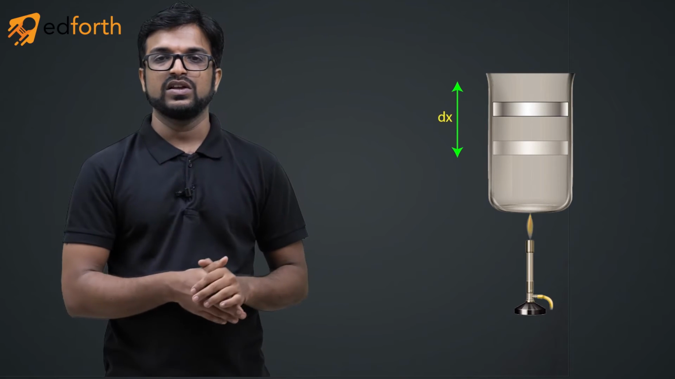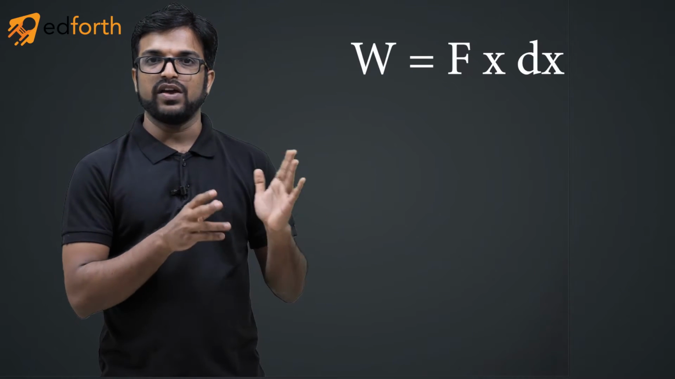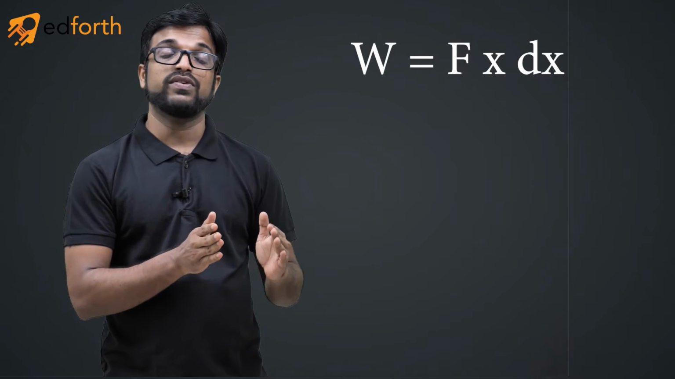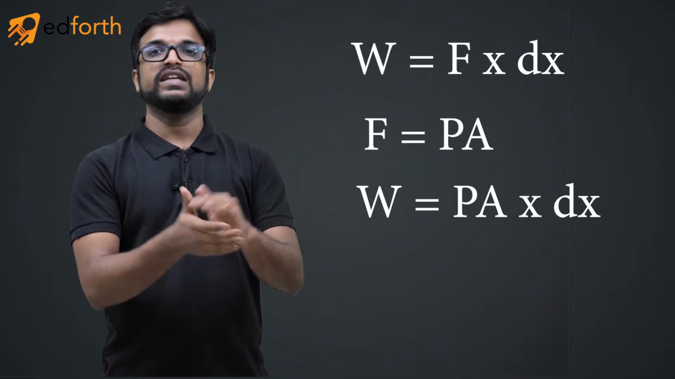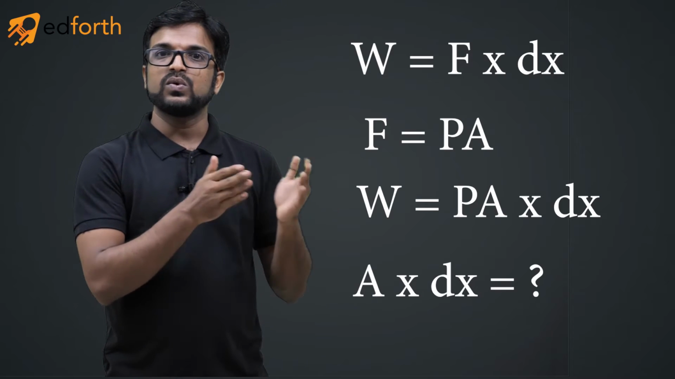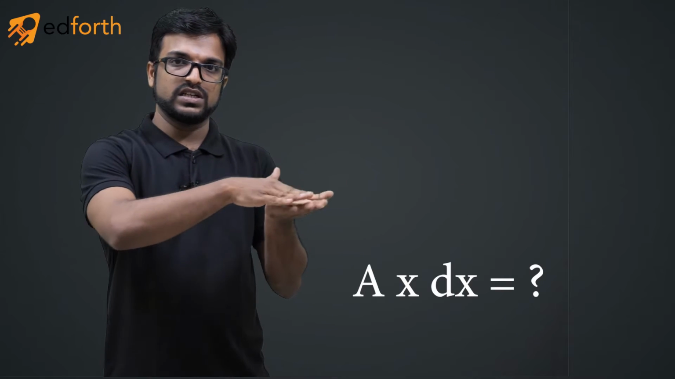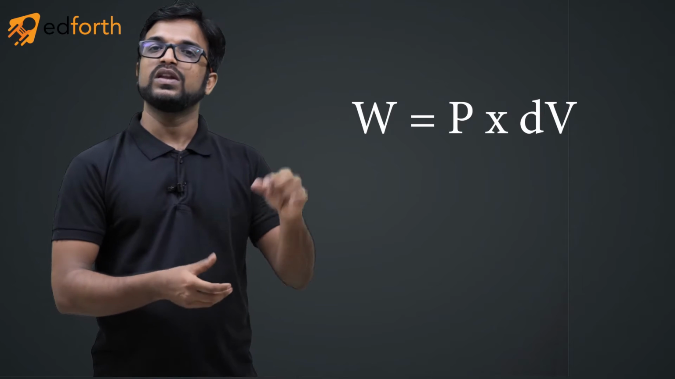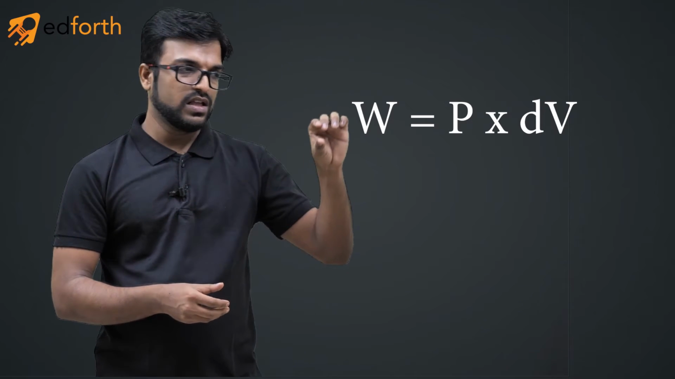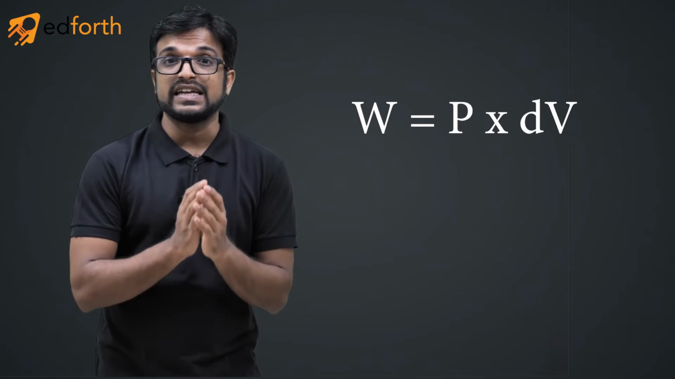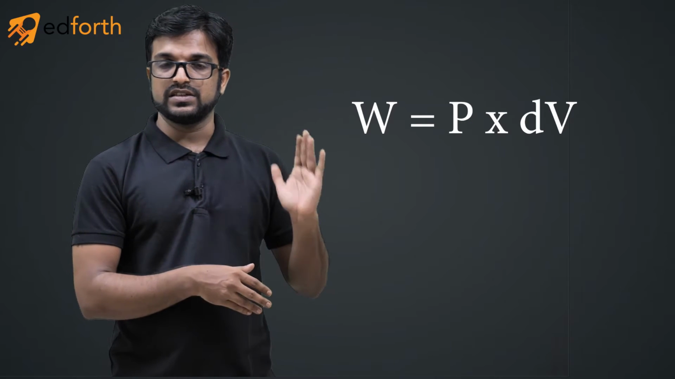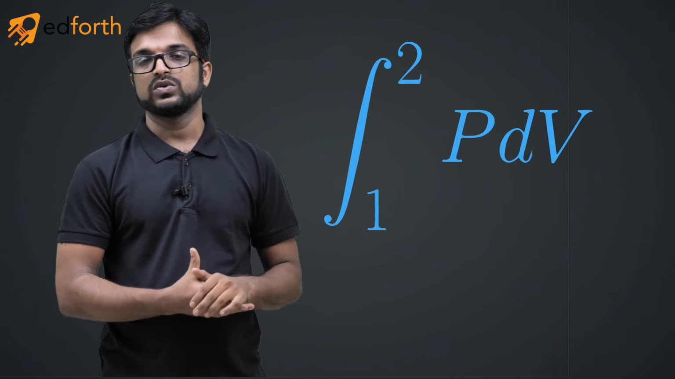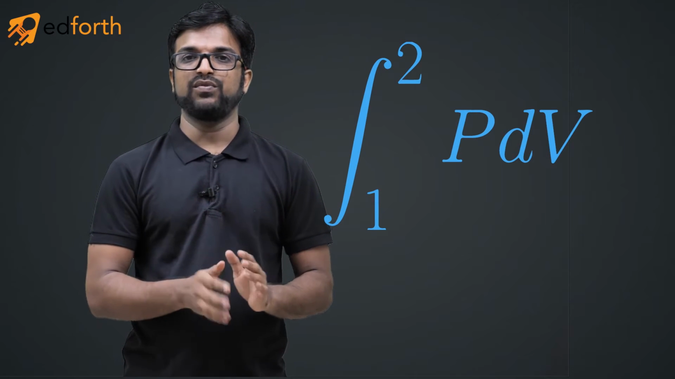When I am supplying heat, the piston goes up through a distance dx. So I can write work transfer is equal to F dx. Instead of F, I will be writing PA into dx. What is this A into dx? A is nothing but the cross-sectional area of the piston, into dx, that is nothing but the change in volume. So we will be getting the work transfer is equal to P into dV. This work transfer was for a small distance. If I want to calculate the entire work transfer, I will be integrating this from state 1 to state 2. So work transfer is equal to integral P dV.